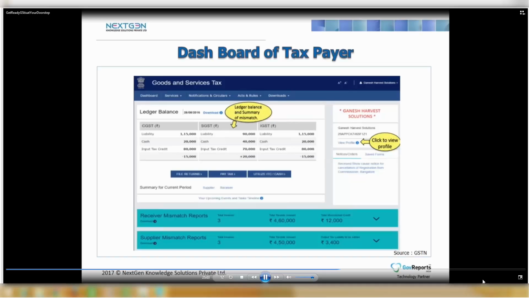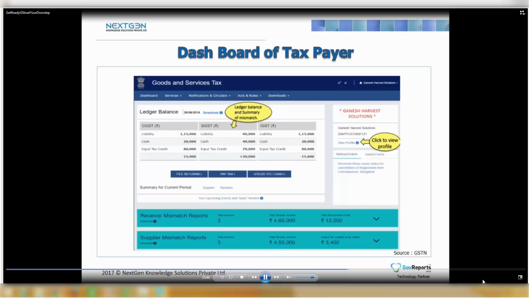Now friends, on GST portal, every taxpayer once he logs in will get a dashboard, and in that dashboard he can see the ledger balance of his taxes account like CGST account, SGST account, and IGST account, where he'll get information like how much his liability is at the end of the month. For example, here you can see his liability for CGST is 1,15,000, and how much tax he has deposited. So this will be reflected in cash account, this one.